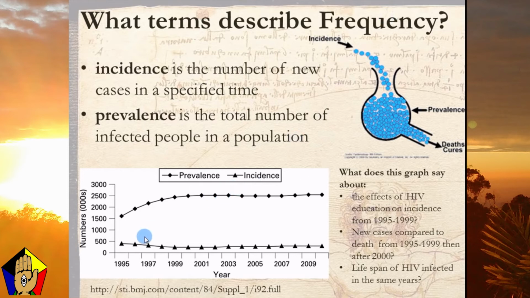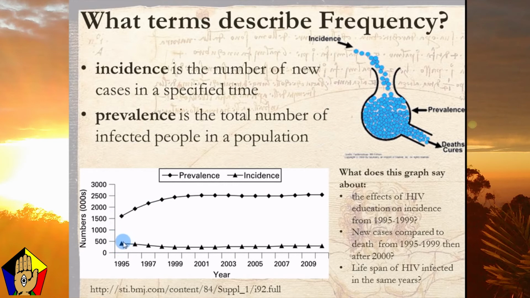So if you look at a chart like this, and this is a chart measuring HIV. So this graph says the incidence of HIV actually dropped going along this chart. When you look at this, the prevalence actually rose as you go along. So when you look at a chart like this, you want to ask yourself, what does this mean?